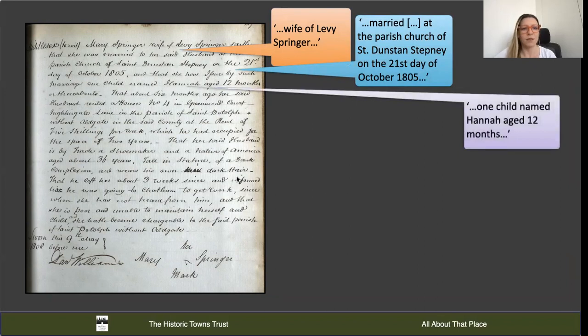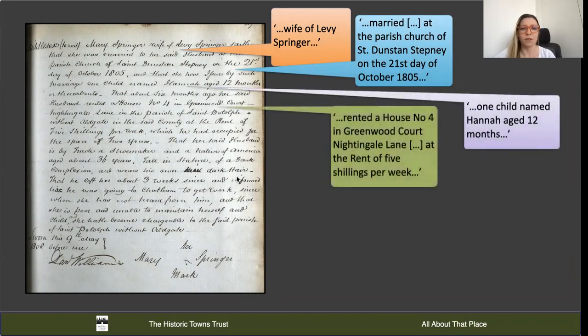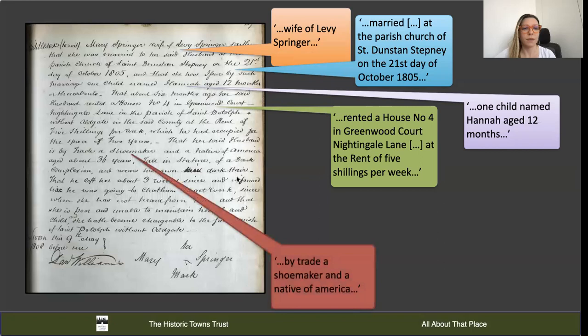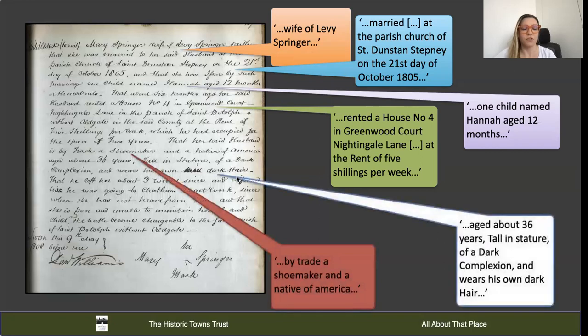We learn that Levi has lived in the parish for the past 5 years, renting a house for 5 shillings per week. But perhaps the most interesting part of this examination is the description of Levi. Here, the overseer writes that Levi was a shoemaker, about 36 years of age, tall, originally from America, and crucially, that he was not white. The overseer even records that Levi has a natural hairstyle.